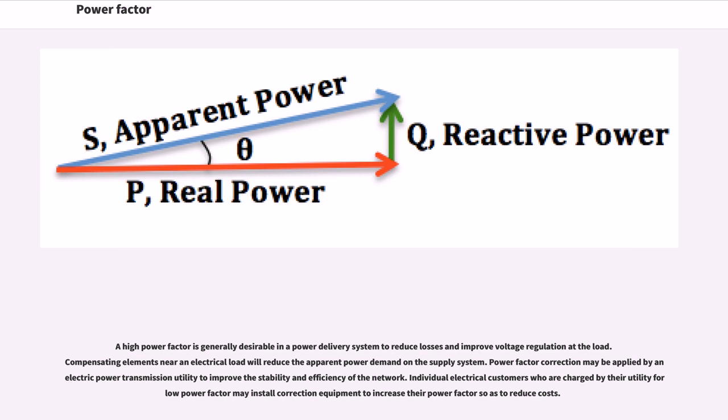A high power factor is generally desirable in a power delivery system to reduce losses and improve voltage regulation at the load. Compensating elements near an electrical load will reduce the apparent power demand on the supply system. Power factor correction may be applied by an electric power transmission utility to improve the stability and efficiency of the network. Individual electrical customers who are charged by their utility for low power factor may install correction equipment to increase their power factor so as to reduce costs.